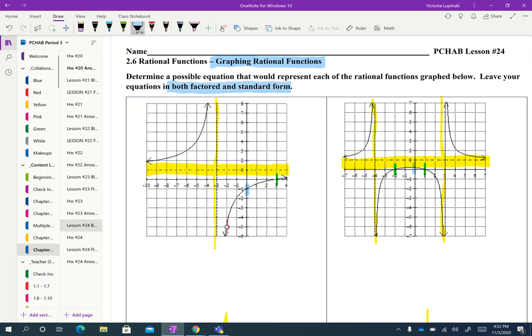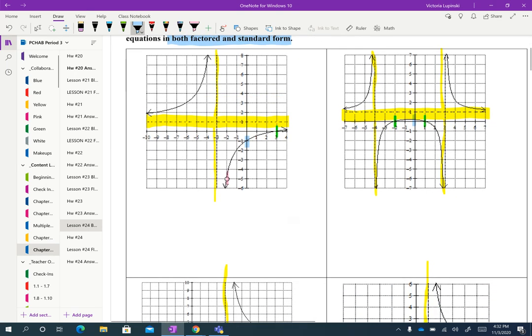And again, when you're asked to do that, you're always going to start with factored form first and then just multiply it out to get standard form. And it's asking you for a possible equation, meaning that potentially there could be a different answer by a factor of a constant. But in the end, as long as you have all the key points accounted for, that's really what we're looking for. So let's take a look at the first two here.